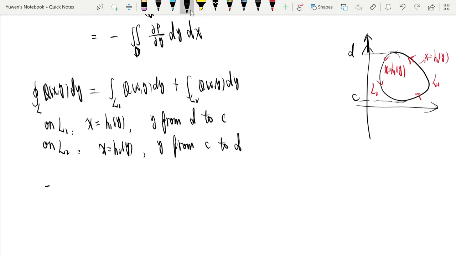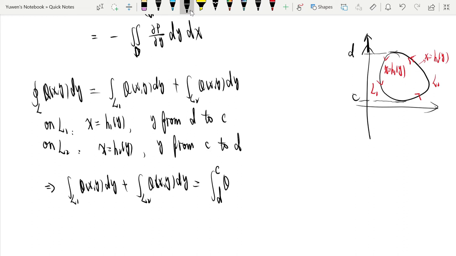So L1 Q(x,y) dy plus L2 Q(x,y) dy. For L1, it is from D to C, Q(x,y) is Q(h1(y), y) dy, and h2.